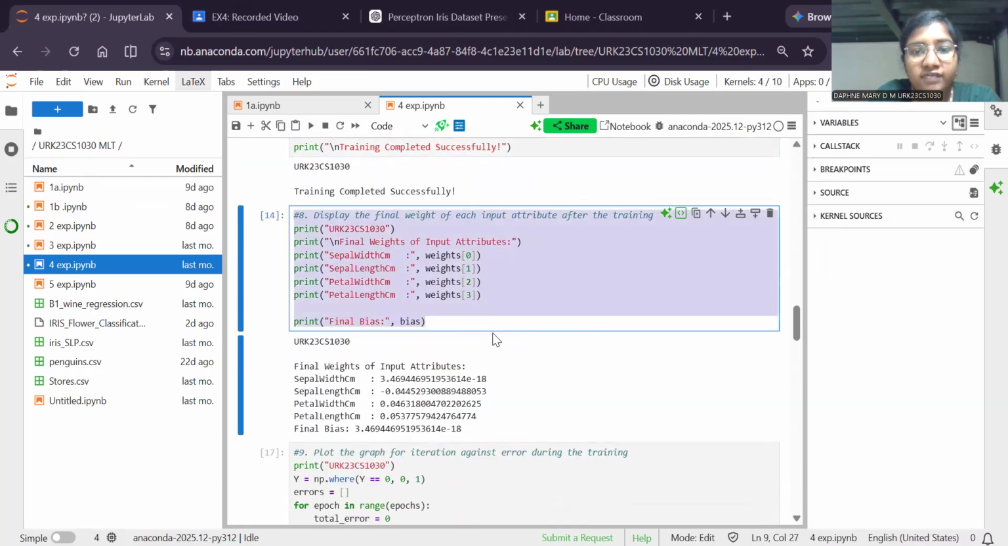The eighth step is the final weights. After training, we display the final weight of each feature. These weights indicate the importance of each input feature in the classification.